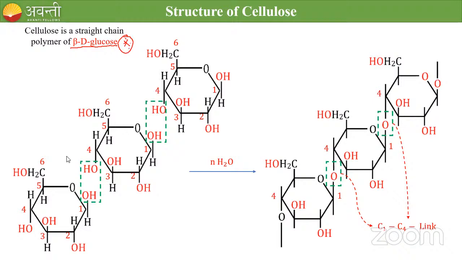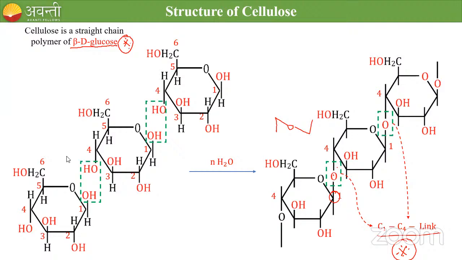Clear? If you take an alpha monomer, you will end up with an alpha linkage. If you take a beta molecule, you will end up with a beta linkage. If both are on the same side, it is alpha. If they are in a zigzag fashion, it is beta. In the first molecule here, the oxygen is above, but for the second molecule, the oxygen is below. So it is a beta linkage. In cellulose, we have the C1, C4 beta linkage. These are the two important points to keep in mind regarding the structure of cellulose.